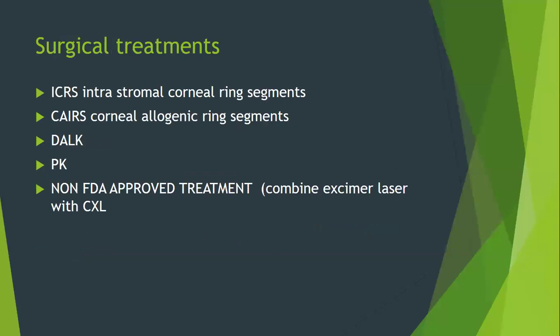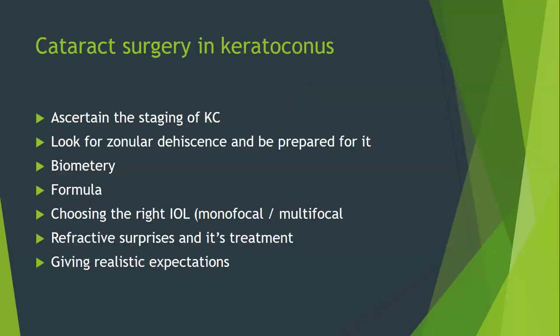Then there are some surgical treatments: intrastromal corneal rings, ring segments, corneal allogenic ring segments, deep anterior lamellar keratoplasty, penetrating keratoplasty. And then there are some non-FDA approved treatments, like I said, in that eye we did combined excimer laser with CXL, in very selective cases, not conventional PRK. You need to have Contoura vision, Topolyzer, then you can do that and you can achieve good results.